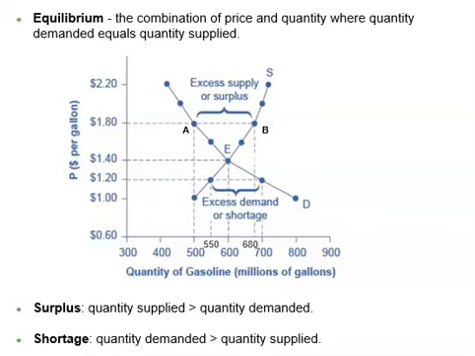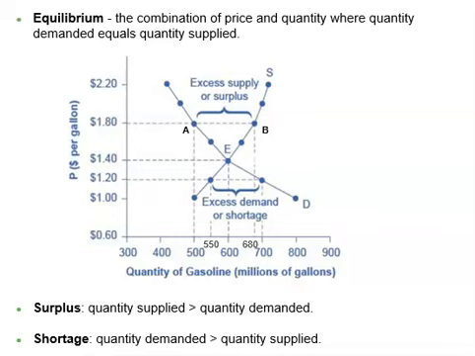Using the dashed horizontal line at this price, you can see that the quantity demanded increases from 600 to 700 million gallons. As people start to drive more when gas is cheap, maybe they drive to work more instead of taking buses or buy larger cars that are less fuel efficient.